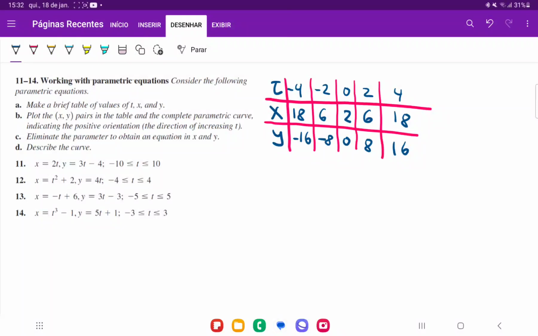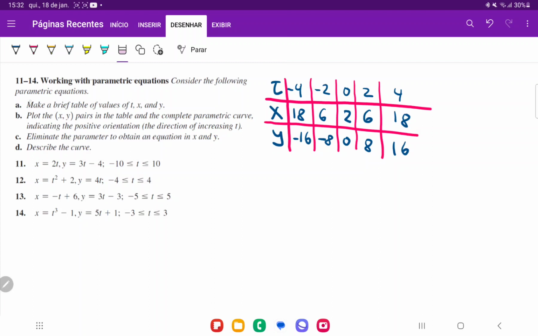For number 12, we first have to make a brief table of values of t, x, and y. So I've gone ahead and I've done that. We can see that t is limited from -4 to +4. So I took values of t, so it went from -4, -2, 0, 2, 4, and I plugged those into the x equation and into the y equation. So when I plugged them in, we got this table over here.